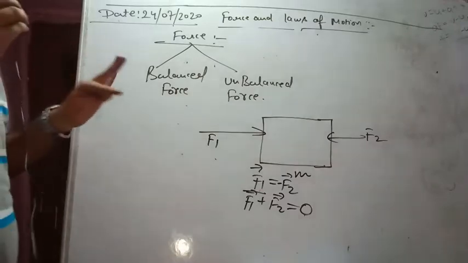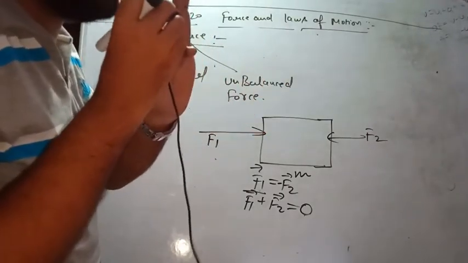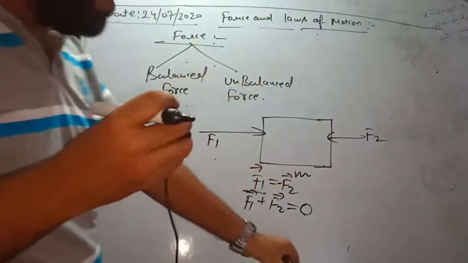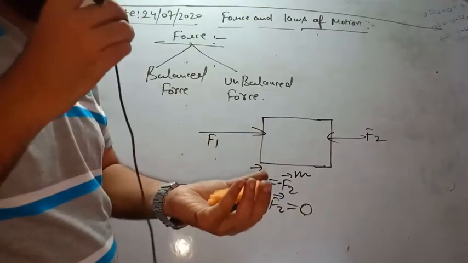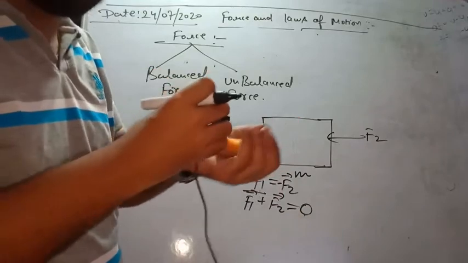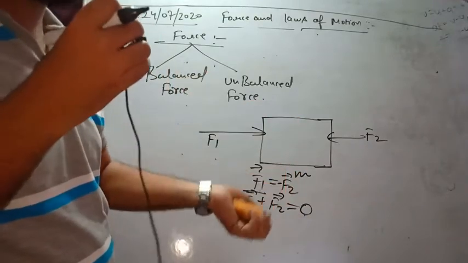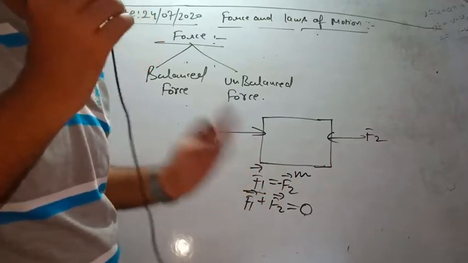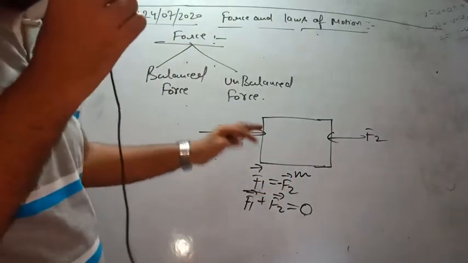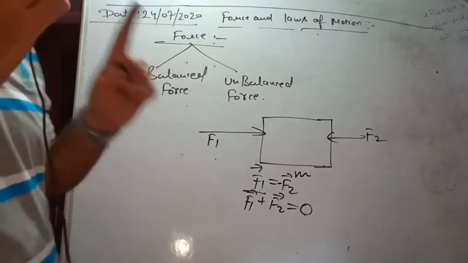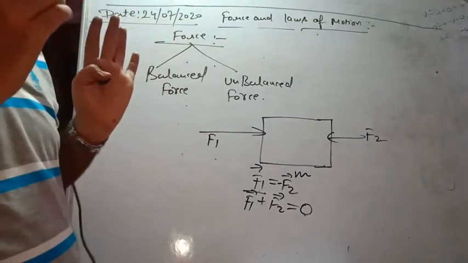Now, balanced force cannot move a stationary object. For example, a block is stationary and I want to move it. If I apply equal forces from both directions, will this block move now? No. So balanced force cannot move a stationary object. The point which we discussed for force cannot be applicable for balanced force. Balanced force cannot change the direction of motion of an object.